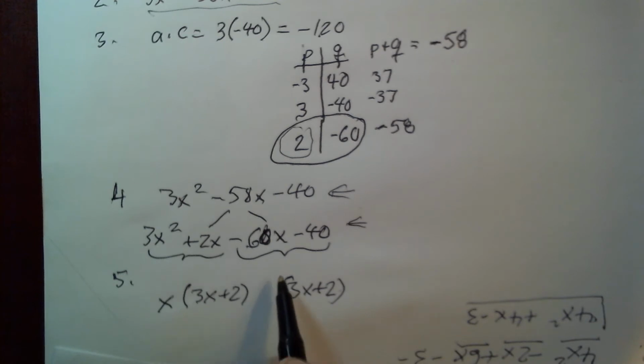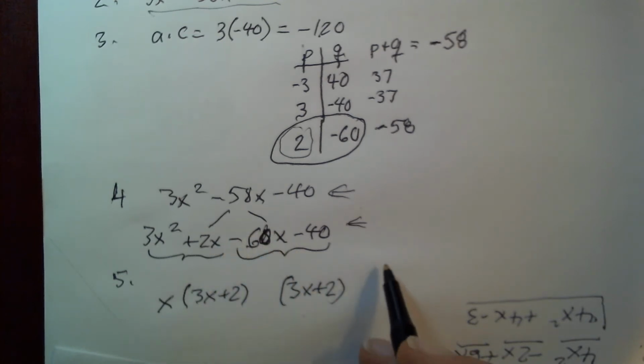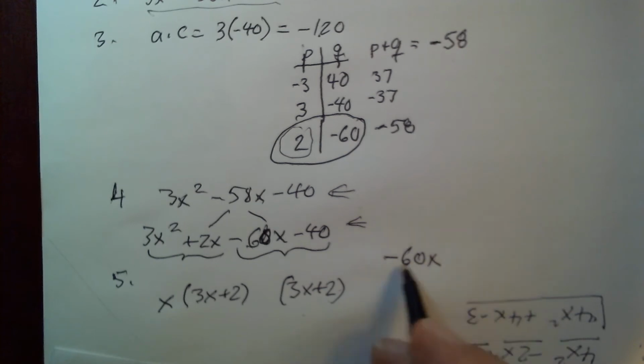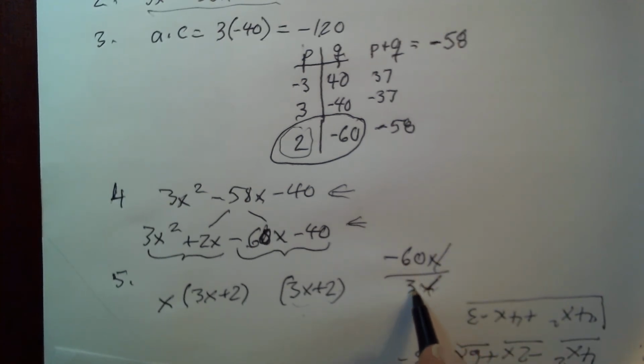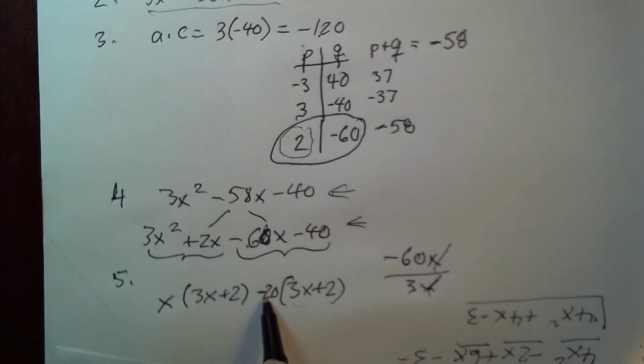And again, one way to do that is to use this term, minus 60x divided by 3x. So the x's cancel, of course. And minus 60 divided by 3 is minus 20. And a quick check says that minus 20 times 3x is minus 60x, and minus 20 times positive 2 is minus 40. So we are good with that. So now we realize that our greatest common factor is 3x plus 2.